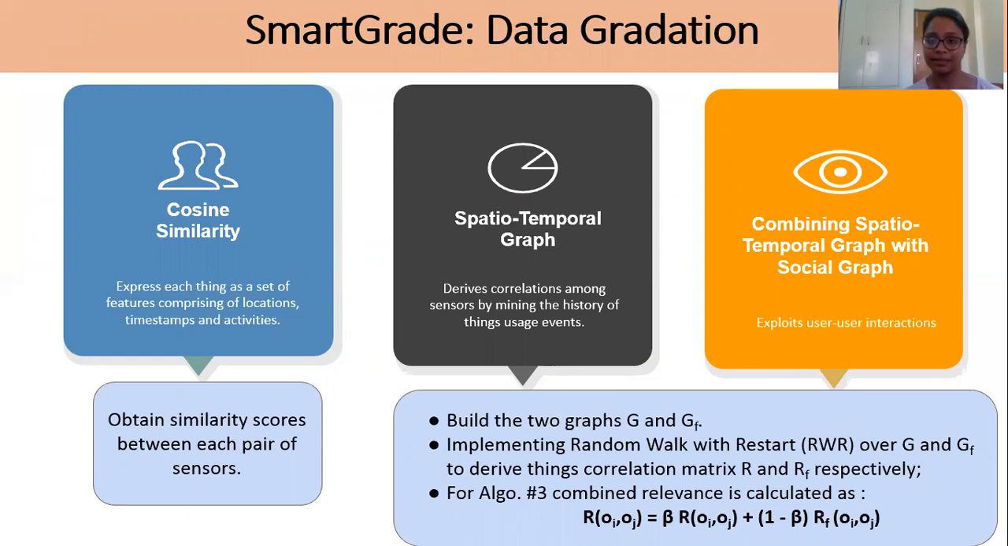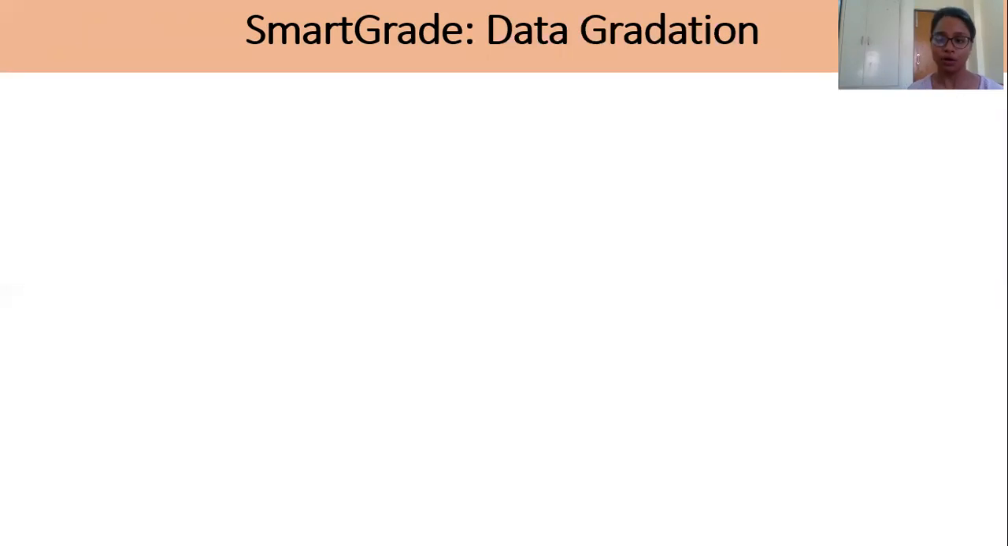And the second is combining 2 graphs: a spatiotemporal graph and a social graph. I'll tell you in detail, but the spatiotemporal graph is ideally a graph of the timestamps, the locations and the sensors, and how the relations are. And the social graph is how user interactions are, whether they are at the same time, in the same room, and things like that. So we run a random walk with restart on these 2 graphs, and then combine these two to find out scores between 2 pairs of sensors. So okay, let's go into a little bit of detail.